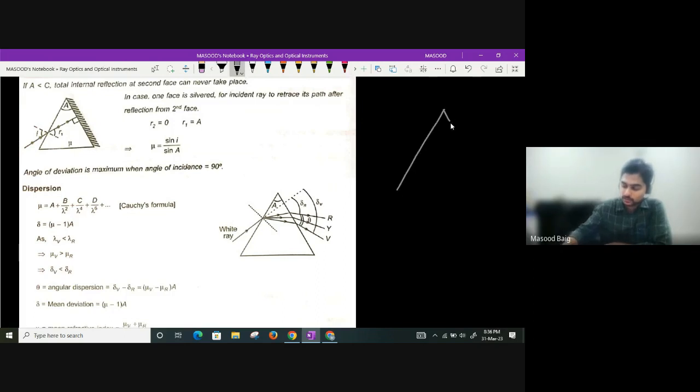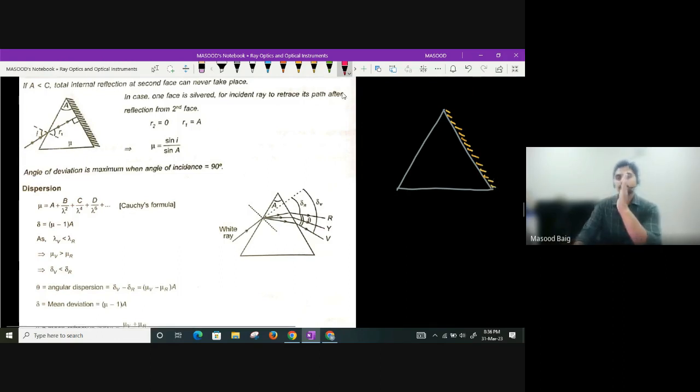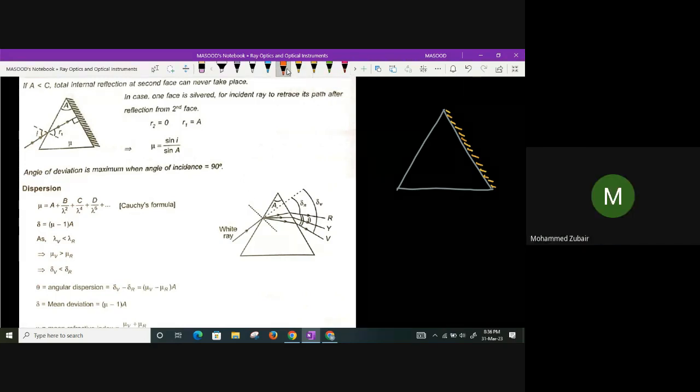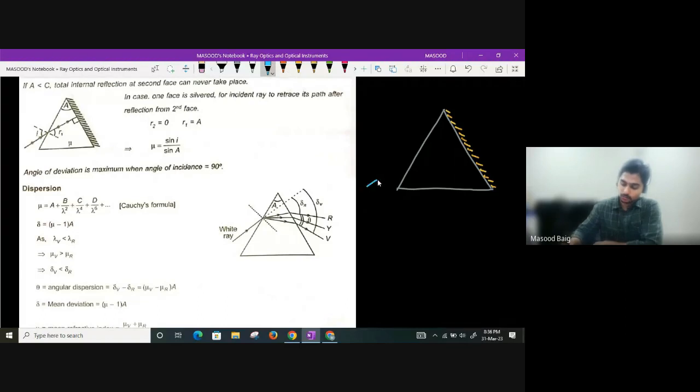So you have taken a prism, guys. One of the faces of the prism is silvered. So that face is going to behave as what? A plane surface is there, silvered. It will behave as a mirror. How? It is going to behave as a plane mirror, guys. So they are saying what should be the angle of incidence, or what should be the refractive index, such that the incident ray will retrace its path.